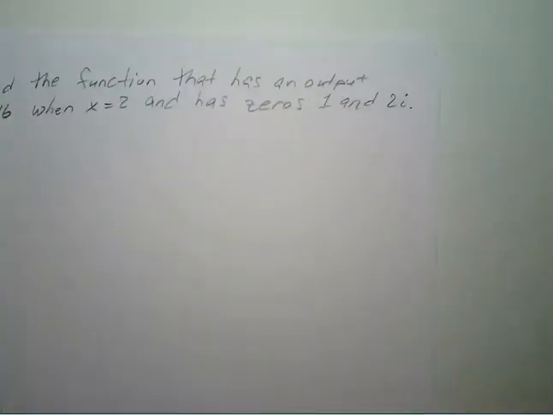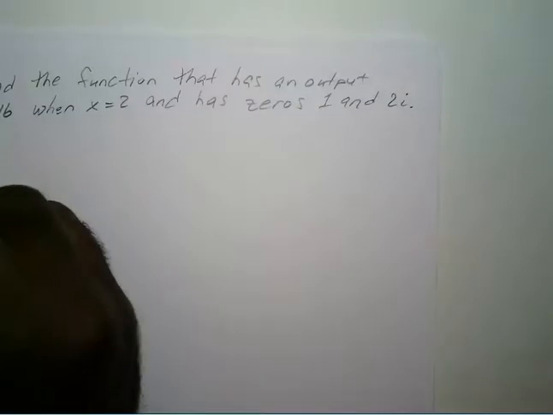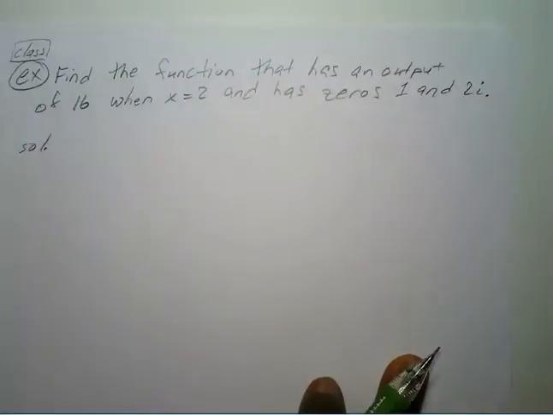So what if we wanted to find the function that has an output of 16 when x is equal to 2 and has zeros 1 and 2i? Oh, sorry about that. I thought it was in the middle of the screen.